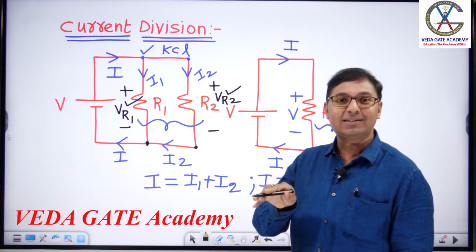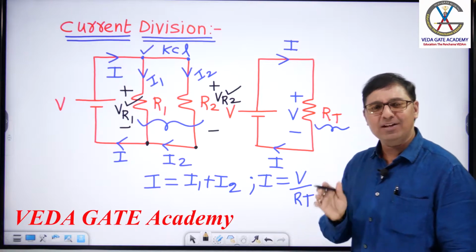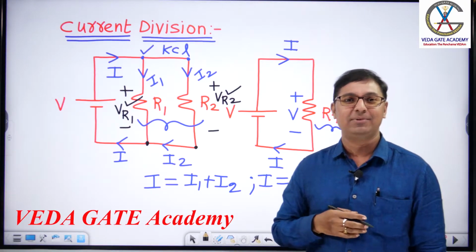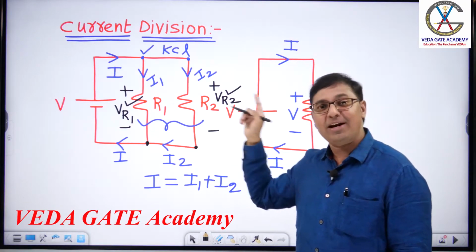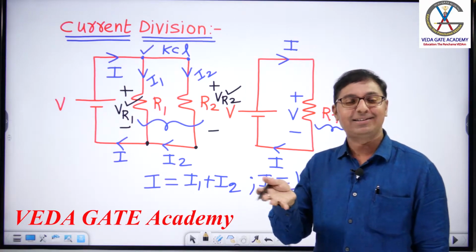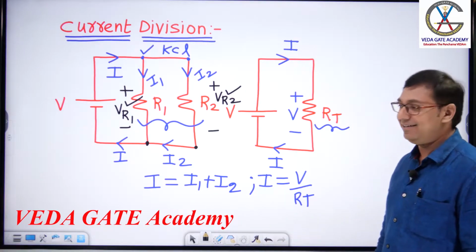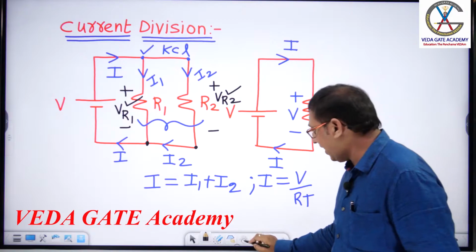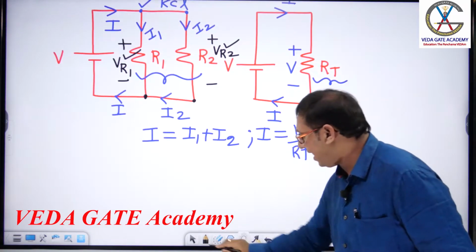By using what law, sir? KVL. Everyone will say in parallel connection voltage is same. They will write VR1 as V. They will write VR2 as V. But by using what law? KVL. Fine, sir? Right.